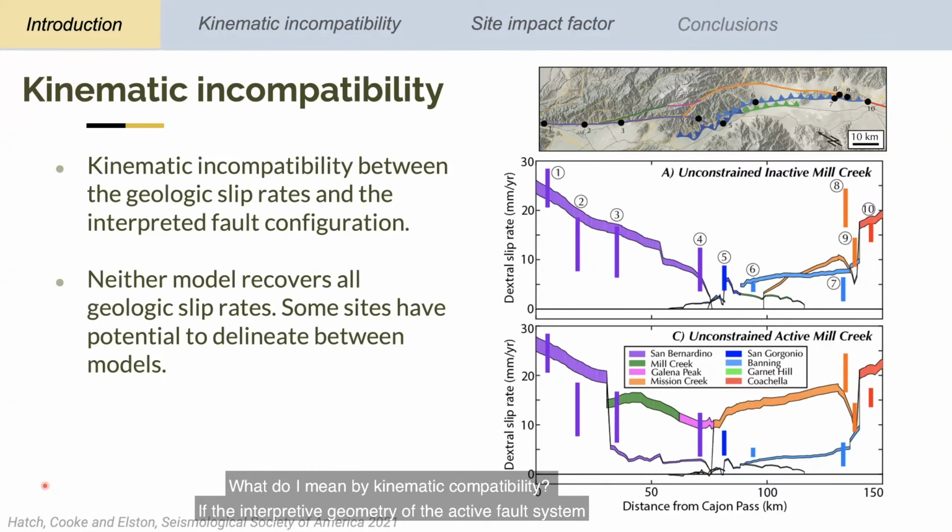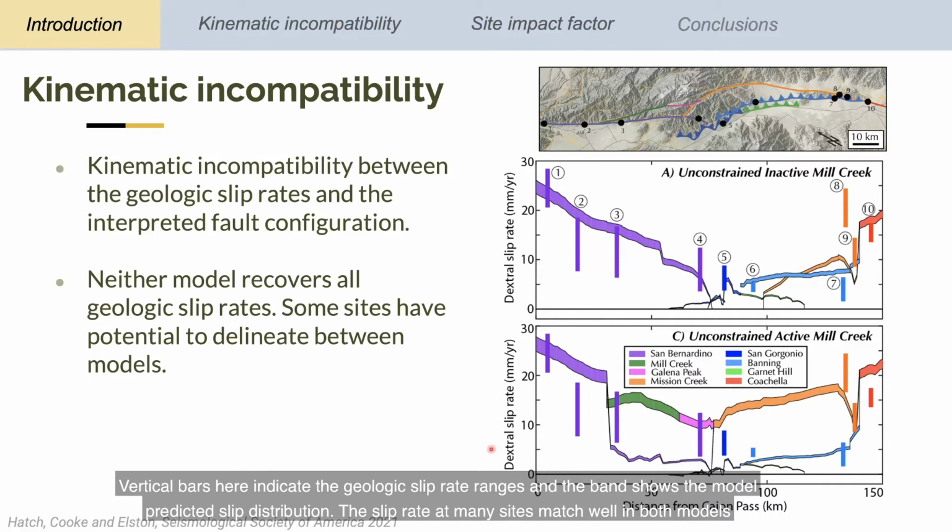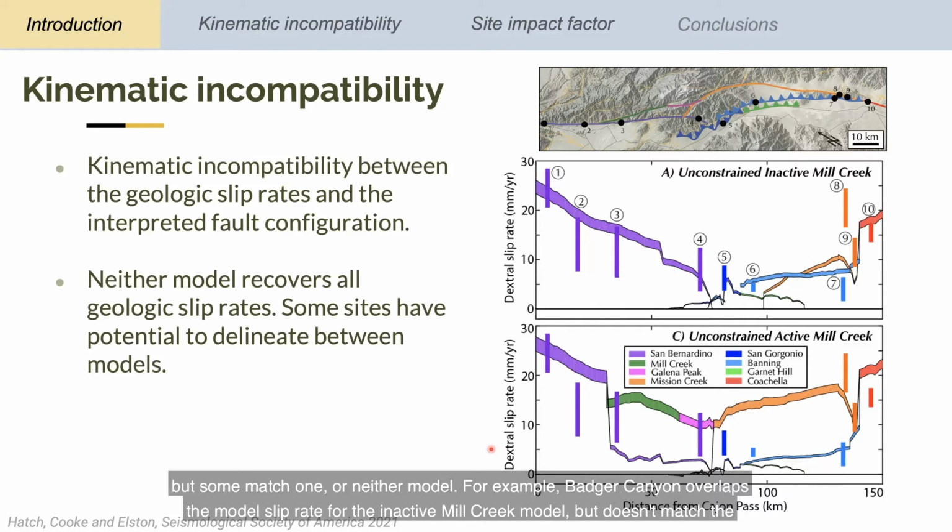What do I mean by kinematic compatibility? If the interpreted geometry of the active fault system is able to reproduce slip rates that are consistent with the geologic rates, then the two are kinematically compatible. When we plot the slip distribution along the fault through the San Gorgonio Pass from Cajon Pass to the Indio Hills, we see that neither model recovers all of the geologic slip rates. Vertical bars here indicate the geologic slip rate ranges, and the bands show the model predicted slip distribution.